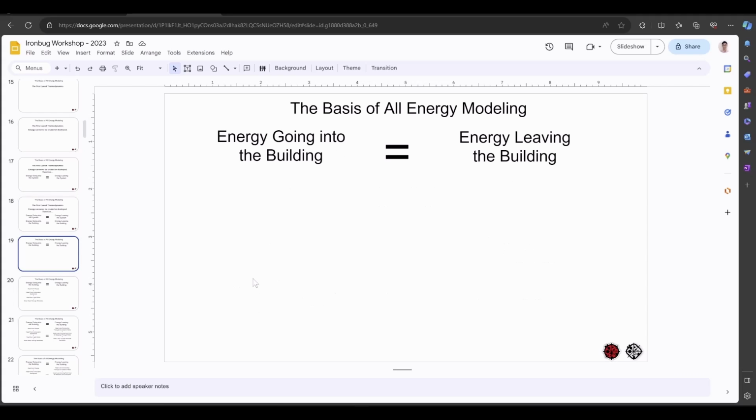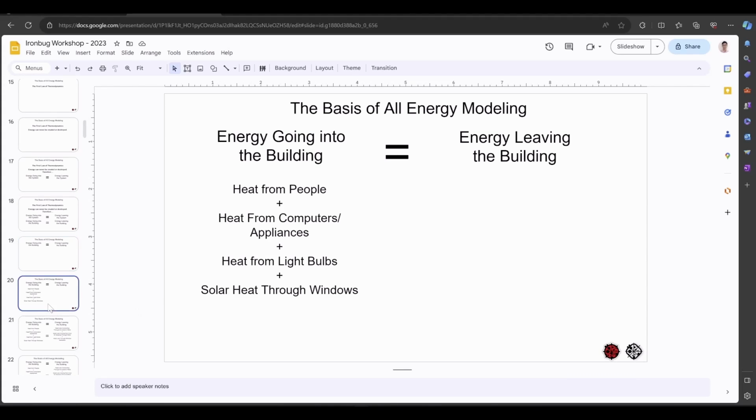Now let's look at what kind of energy goes into the building and what leaves the building. For the first part, heat from people: every person generates heat in the space. Heat from computer appliances, which are the equipment devices. Heat from lights: artificial lights use electricity, which generates heat inside the room. And the solar heat from the windows, which is the solar heat gain.